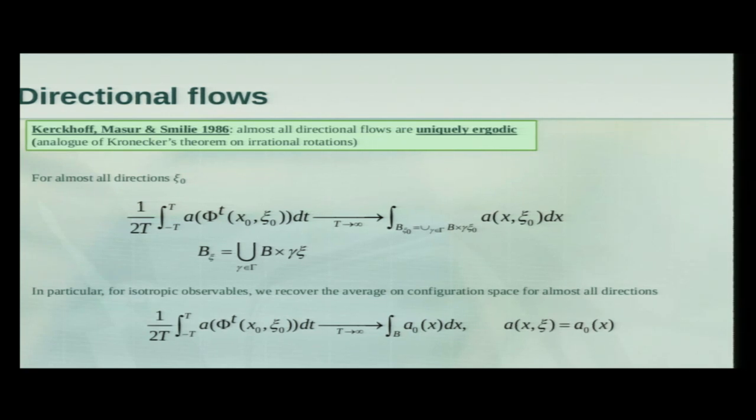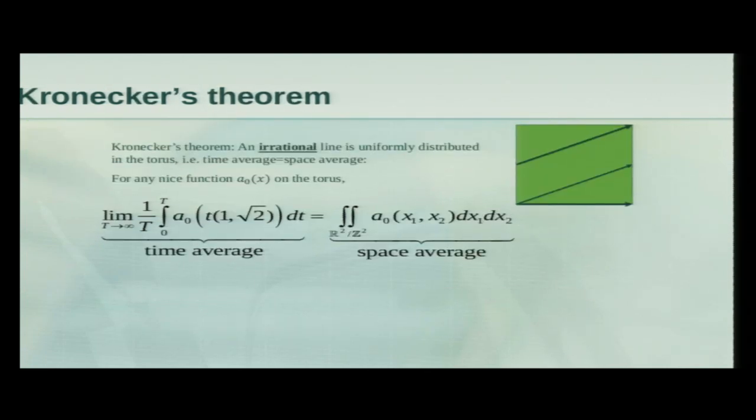But if you take isotropic observables, you just recover the Lebesgue measure on the billiard. So even though for general observables the limit does depend on your initial direction, for isotropic observables, if you forget about the direction, you just recover the Lebesgue measure. So again, this is a special case. And if you take a square billiard, or instead of a square billiard, you take the translation surface, or just put periodic boundary conditions, then the statement is just that almost all lines are irrational, and an irrational line is uniformly distributed on the torus.